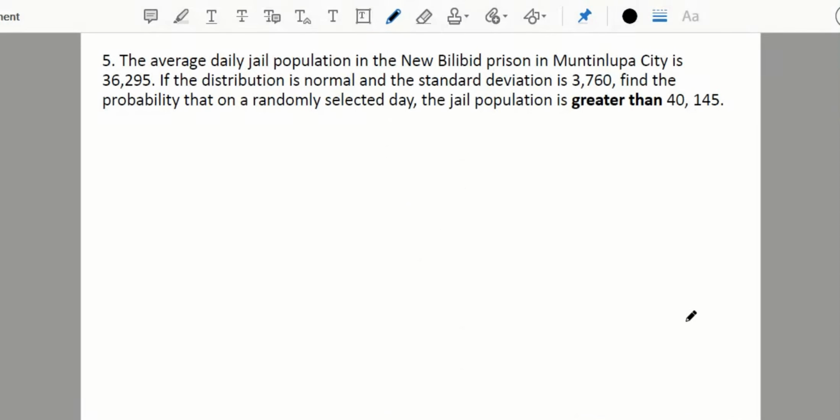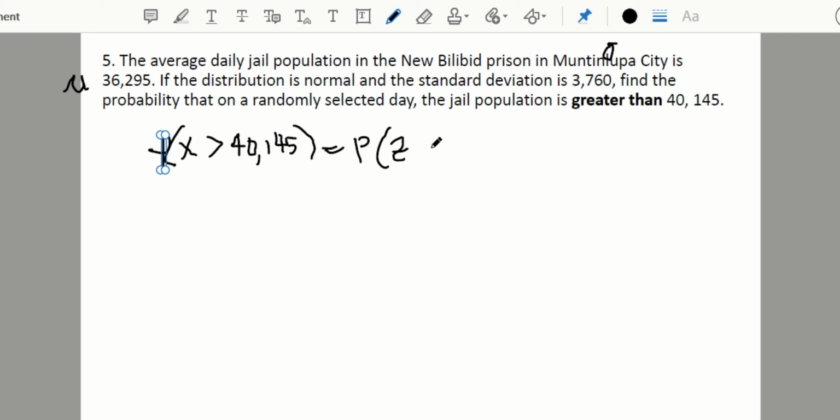Next, the average daily jail population in the New Bilibid prison in Muntinlupa City is 36,295. So this is our population mean. If the distribution is normal and the standard deviation is 3,760, so this is now our population standard deviation, find the probability that on a randomly selected day, the jail population is greater than 40,145. So again, we'll have this.